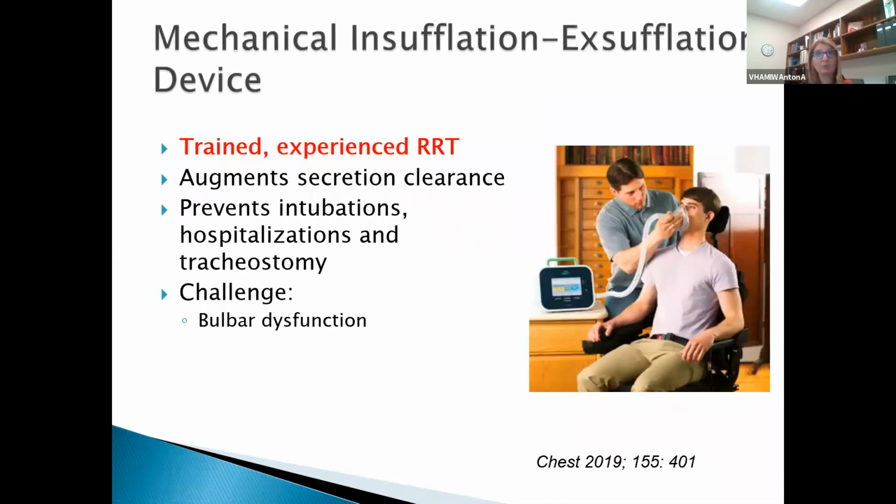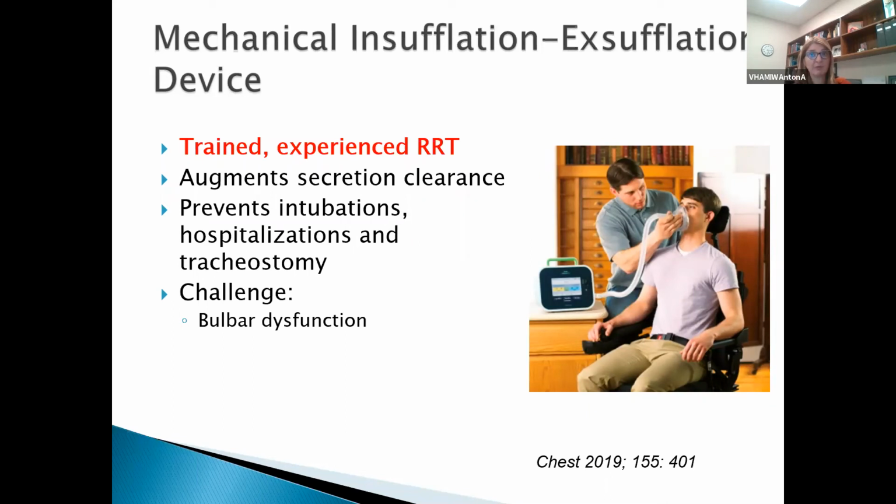When we talk about the mechanical insufflation-exsufflation device, or the cough assist, it's again a machine and a mask, and you need some training, and you need settings that will work for you. So we push the air in, we hold it, and we suck the air out, trying to mimic the best we can with the machine how a cough works. It's very effective in improving mucus clearance.